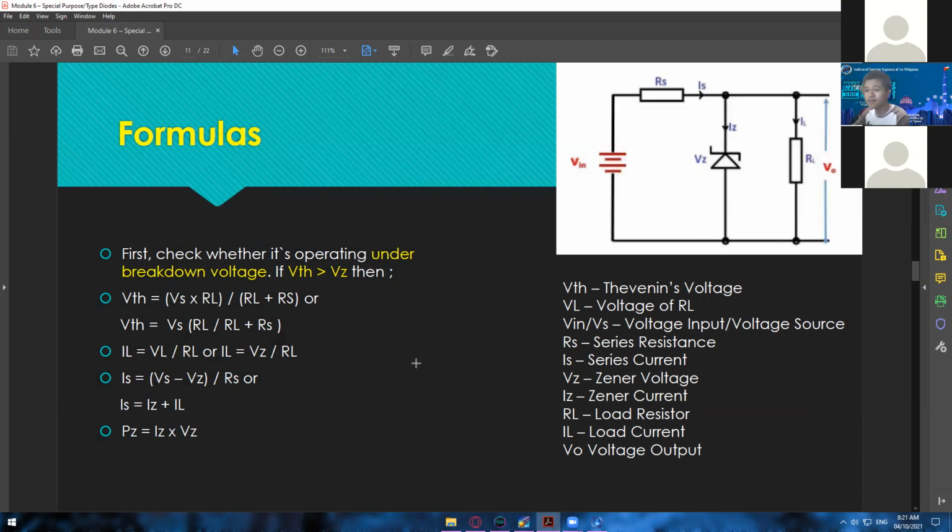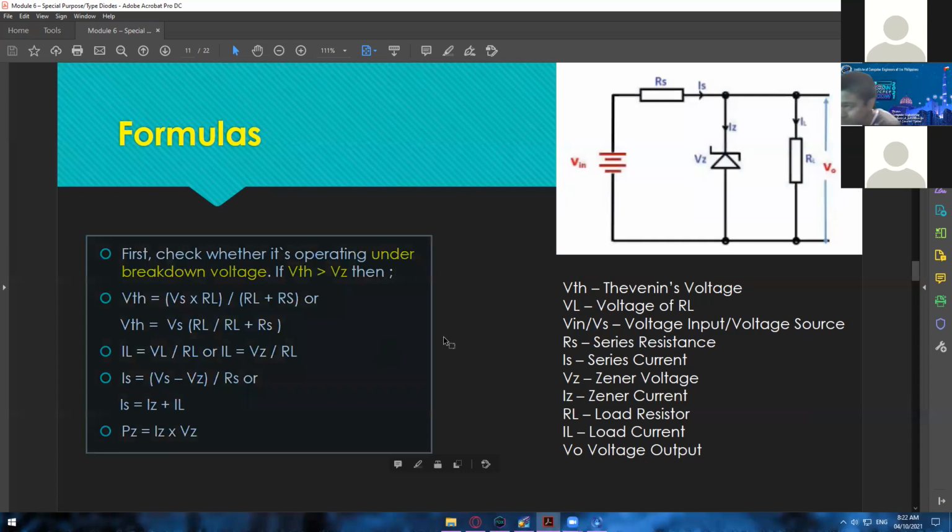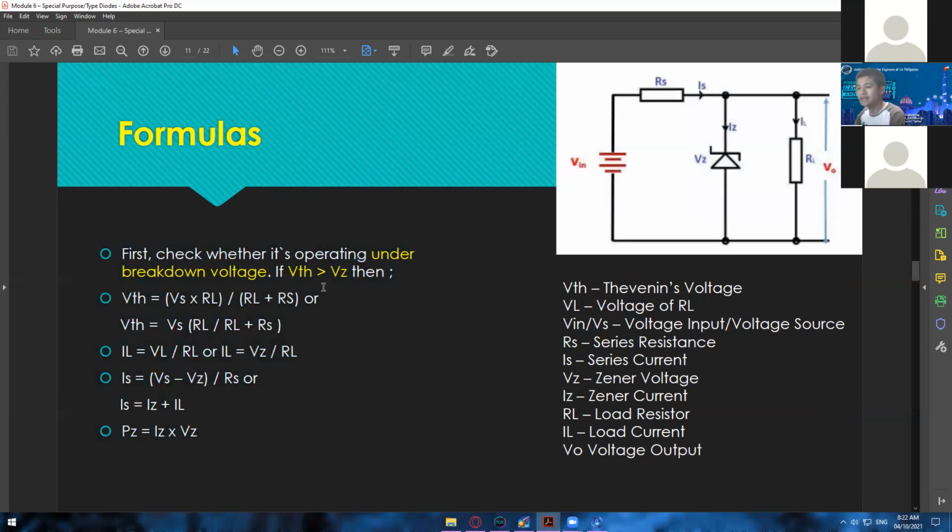The first thing that you need to do is check whether it's operating under breakdown voltage, because if not, then you don't need to proceed anymore. So here, VTH must be greater than VZ. In other words, we must have enough voltage input or voltage source to make this a reverse bias connection, or a working breakdown voltage. If it's not enough, then this won't work as a voltage regulator.